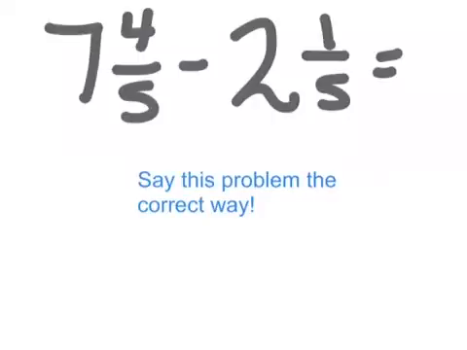with our decimal numbers. So the correct way of saying this is, what's the difference between 2 and 1/5 and 7 and 4/5? Again, what's the difference between 2 and 1/5 and 7 and 4/5?